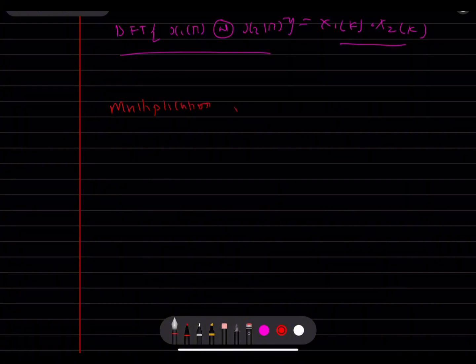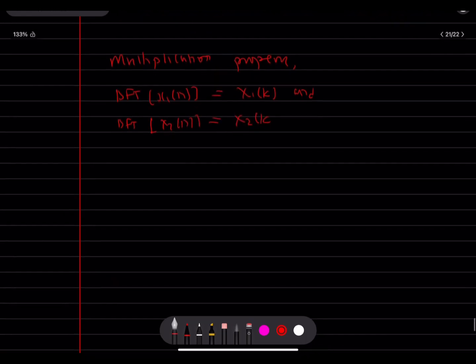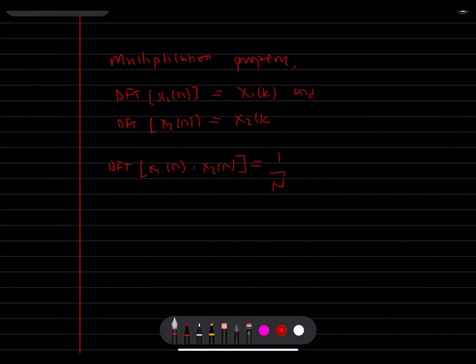For the multiplication property, it also states that if the DFT of x1 of n is equal to X1 of k, and the DFT of x2 of n is equal to X2 of k, then we can conclude that the DFT of x1 of n multiplied by x2 of n is equal to 1 over N, and then X1 of k circularly convolved with X2 of k.